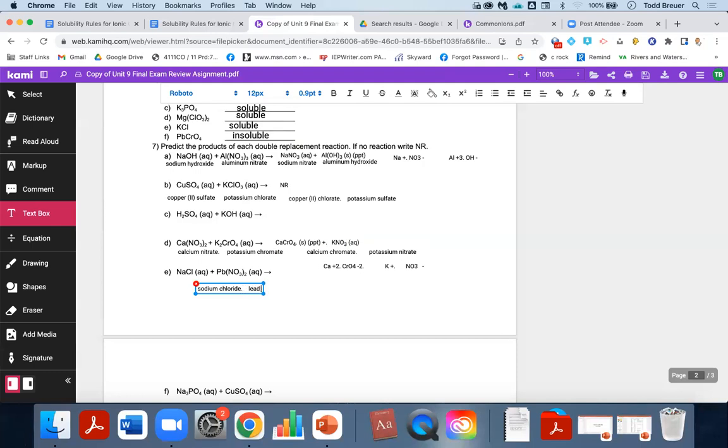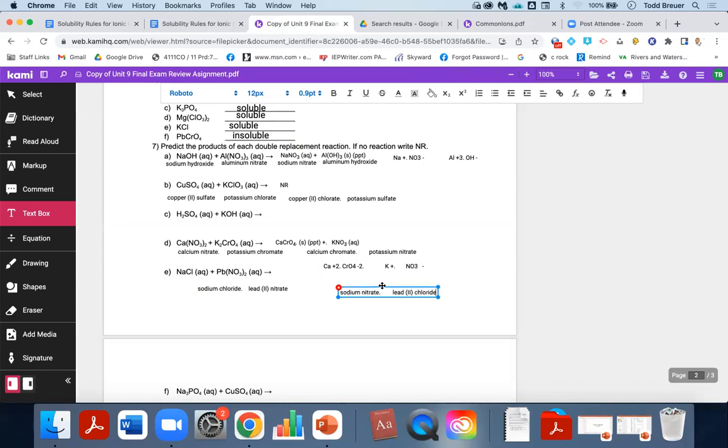Reacting with lead-2 nitrate. We're going to swap some parts. And now sodium is going to attach itself to nitrate if it can, and lead-2 is going to attach itself to chloride.